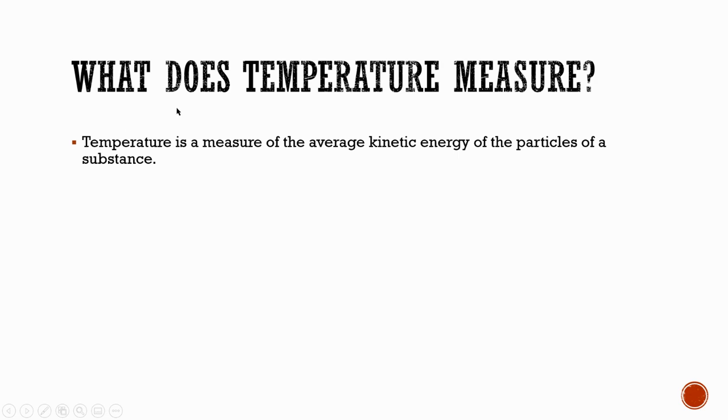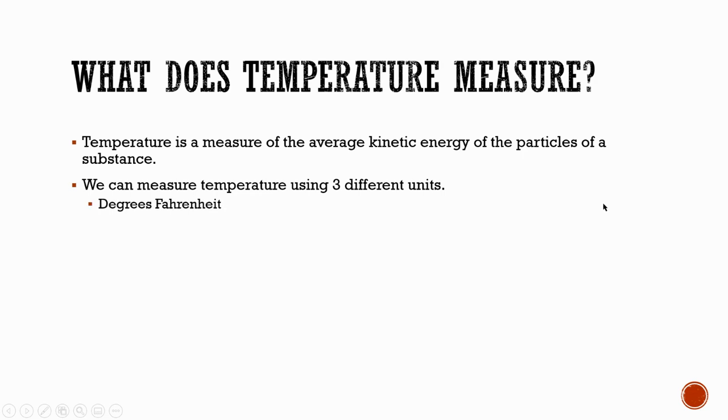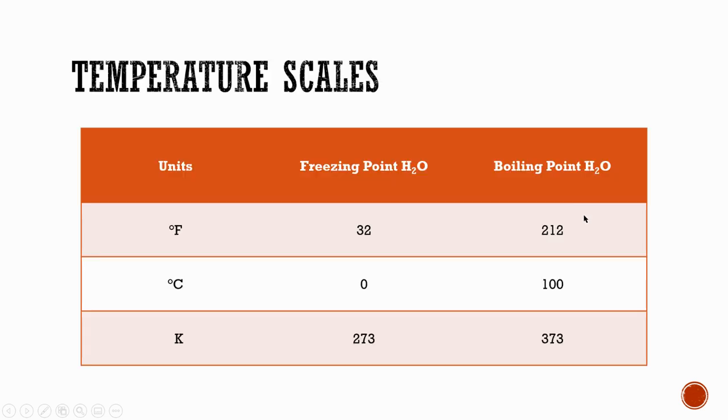What does temperature measure? Temperature is a measure of the average kinetic energy of the particles in a substance. We can measure temperature using three different units or scales. There's degrees Fahrenheit, degrees Celsius, and Kelvin.